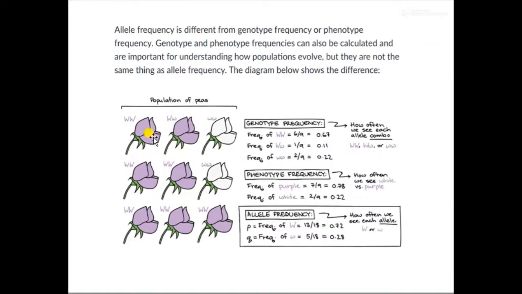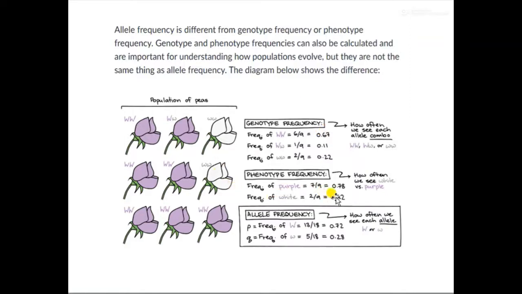Now let's move on to the other one. The allelic frequency is also different from the genotypic frequency. What is the genotypic frequency? It refers to how often we see each allele combination. If you have capital WW, the frequency at which capital WW is found, 6 capital WW are there, so there is a frequency of 0.67. So genotypic frequency is different from allele frequency, and it implies how frequently that particular genotype is found in a particular population.